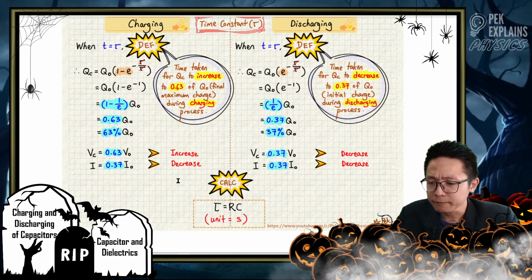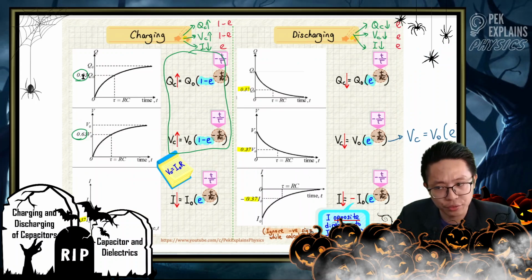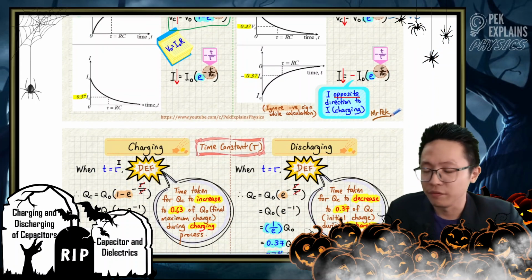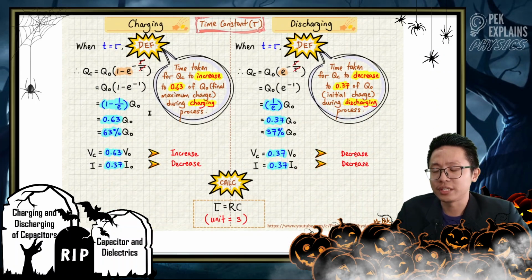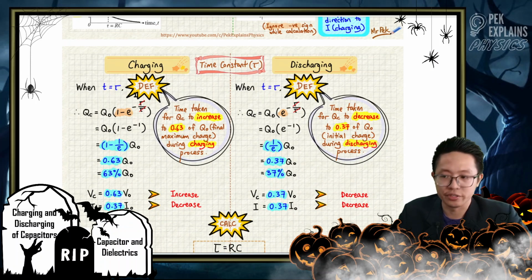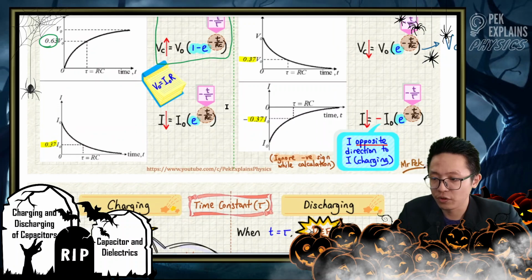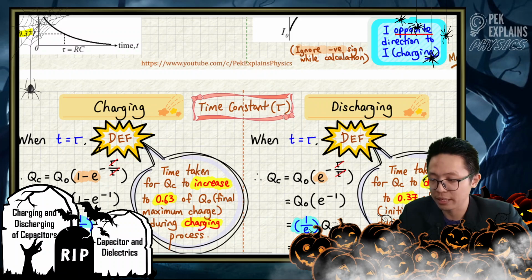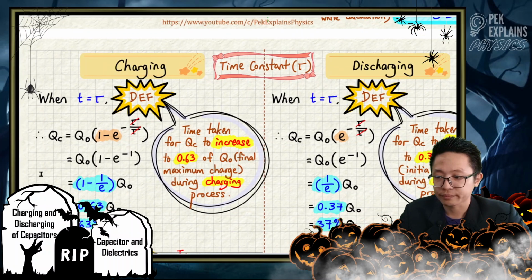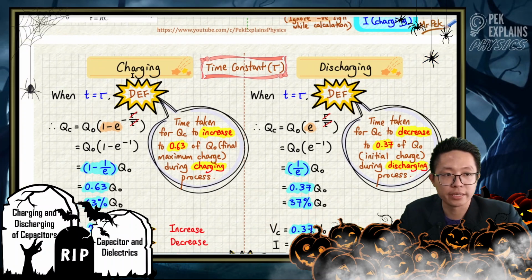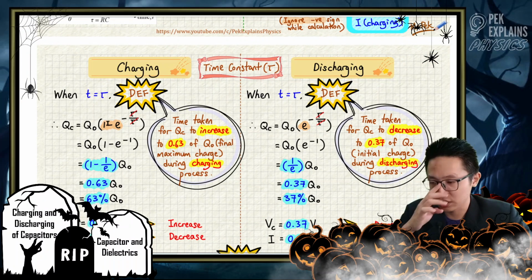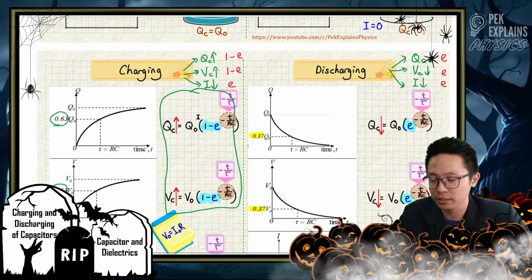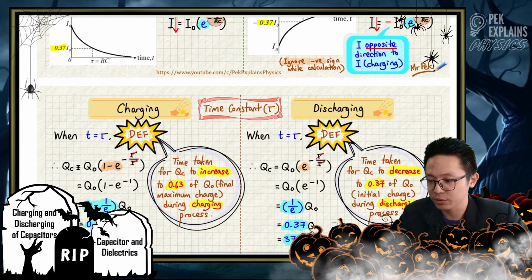So how do you get this 0.63 and 0.37? Very easy. You just substitute when time equals time constant. Now I come to the definition part. When time equals time constant, you know the formula here, we have the time here. Now I'm taking the charge for the charging process. The charge formula for the charging process. That means I'm taking this formula, charge for the charging process, which increases.